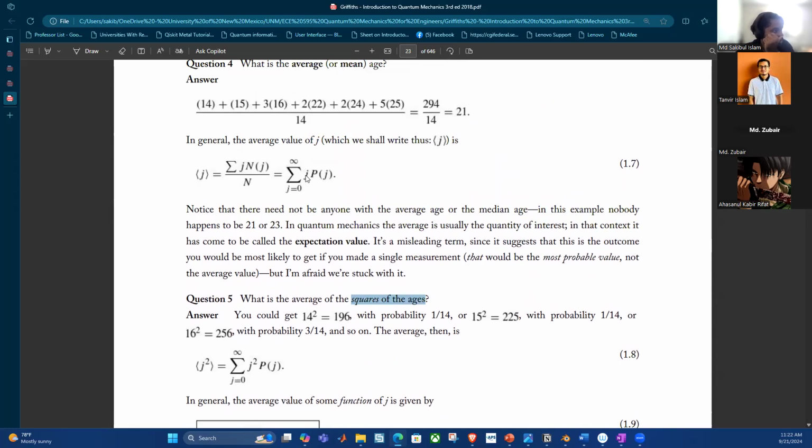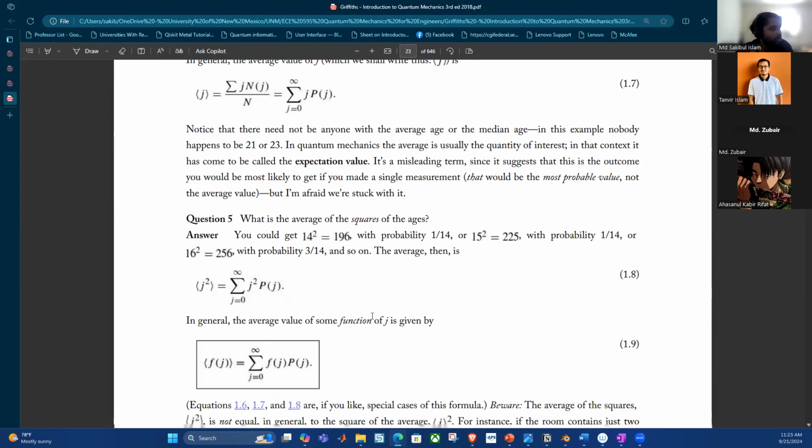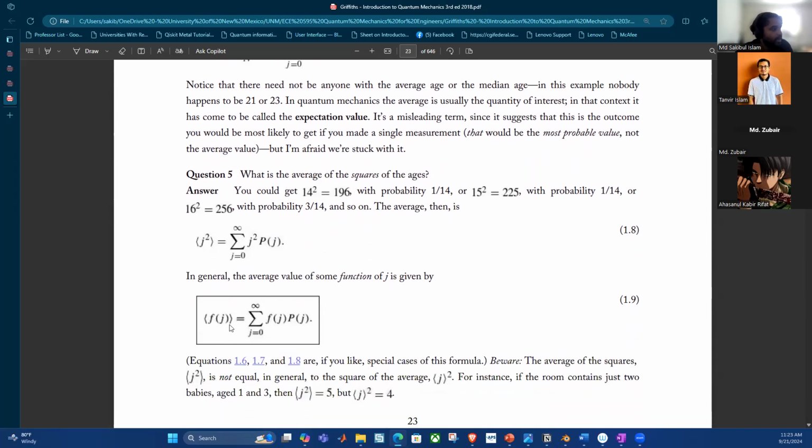Just put the average square and you know the probability of j. If you do the sum, then you will get the average. That is the average formula, but it asks you for the average of the square of the edges. So do the square over the variable j square, then p of j, the probability of finding that particular edge, then do the sum, and you will end up with the square of the edges. And they try to make it general for the average value of a function of j. So that is the general formula.